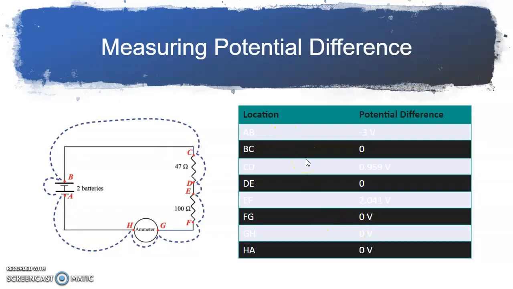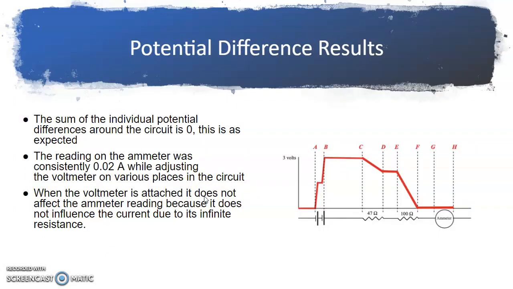I don't know why it's blacked out like that, but if you can't see, it says AB 3 volts, CD 0.959 volts, EF 2.04 volts, and GH 0 volts. And it's basically shown throughout here. I labeled all the points.